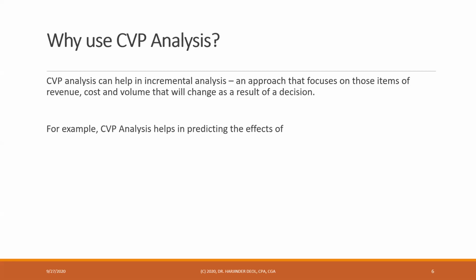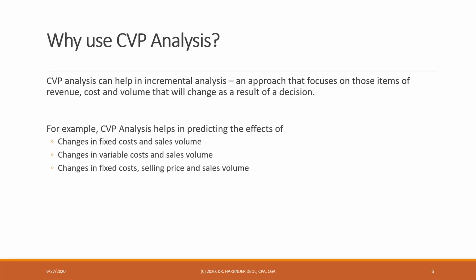Some of the examples of CVP analysis that will help in predicting the effect are the changes in the fixed cost and the sales volume, changes in variable cost and sales volume, changes in fixed cost, selling price and sales volume, changes in variable cost, fixed cost, and sales volume, and the changes in selling price. So any of these changes will impact your bottom line.